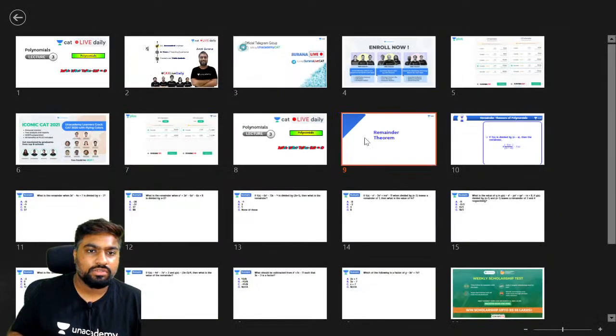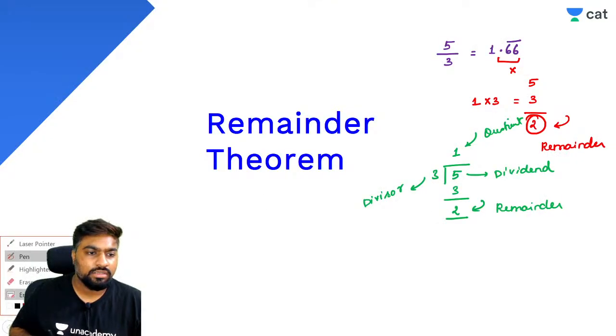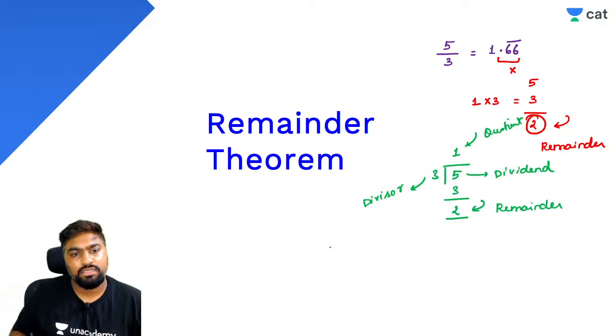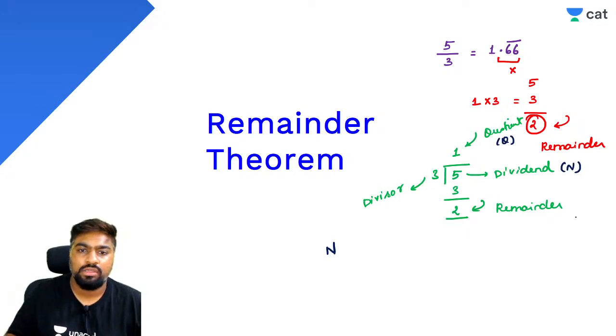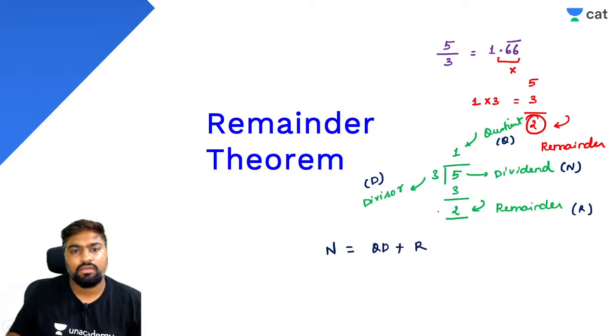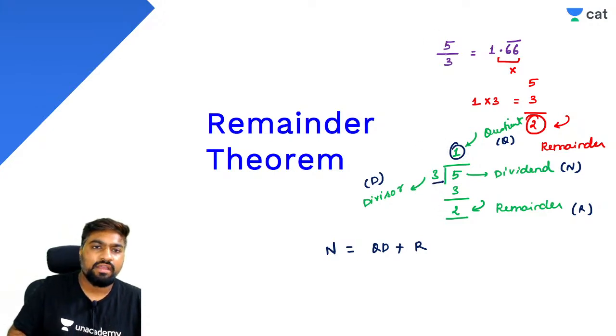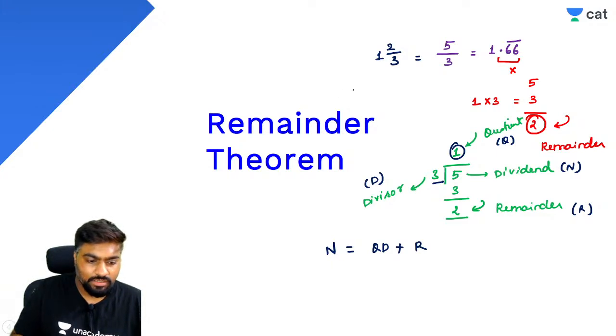So you can write your dividend or your number as n. Quotient is q, remainder is r, divisor is d. Your number can be written as quotient into divisor plus remainder, 1 into 3 plus 2. So when I write 5 by 3 as a mixed fraction, I will write it as 1 2 by 3, correct?